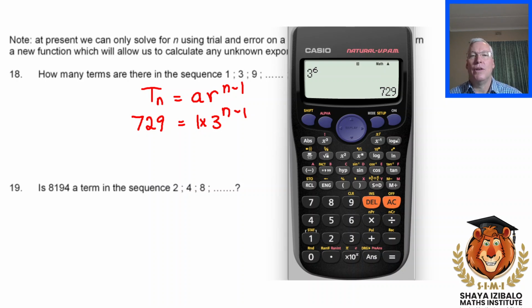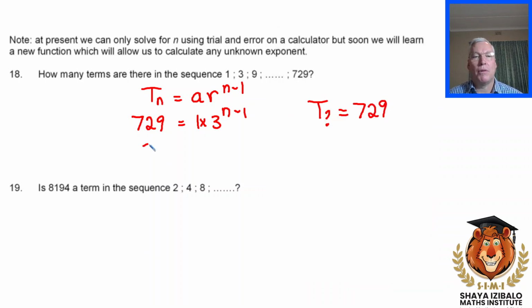All right. So it's a great first guess, but otherwise, what you can also do, depending on which calculator you've got, you could try and prime factorize this by going 7, 2, 9, equals, and then go shift fact, and then we see 729 is actually 3 to the 6. So now what we've got is 3 to the 6 is 3 to the n minus 1. Because the bases are the same, the exponents must be the same. So 6 is n minus 1, and so in fact n is 7.